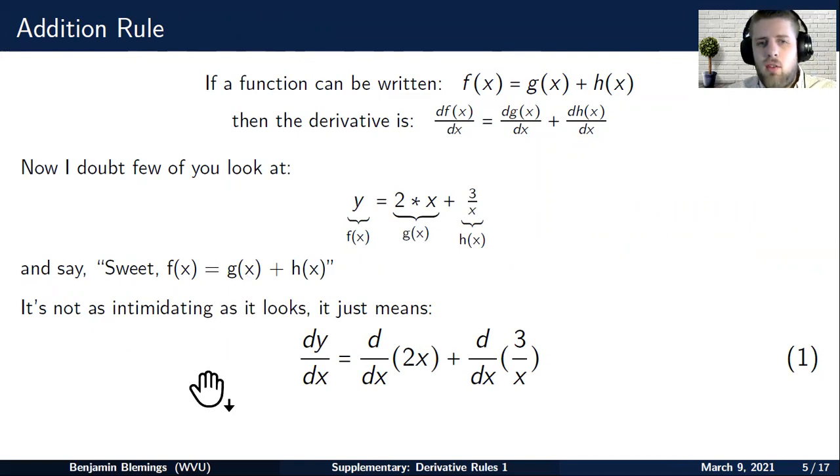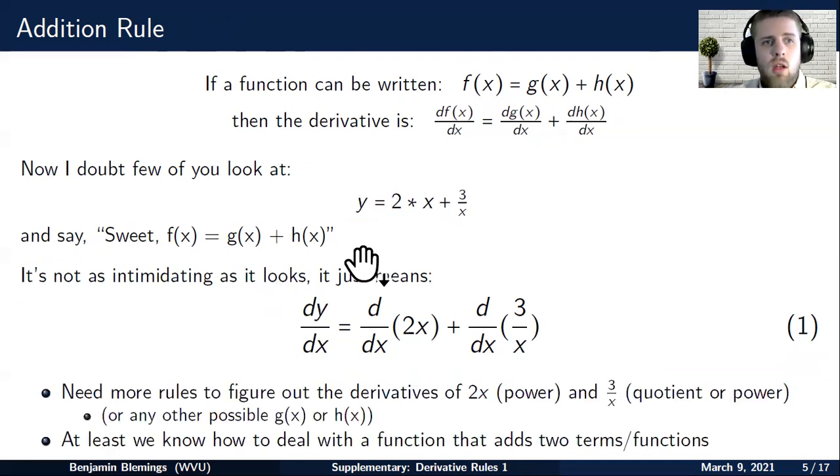What it's just saying is that the derivative of f of x, or dy/dx, is just equal to the derivative of 2x plus the derivative of 3 over x. And so we can just add the derivatives of both of the different functions, on either side of the addition term, together, and we'll get the correct derivative for y. And so that's a pretty general rule that will come in handy in a lot of different cases.